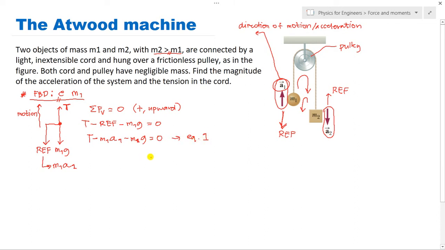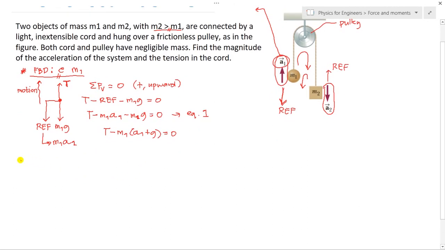Or you can combine, since mass 1 is common to the second and last term, so we have T minus mass 1, then acceleration 1 plus the gravity is equal to 0. So you can rewrite this. And since we're already through with the first object, let's jump to the second object.